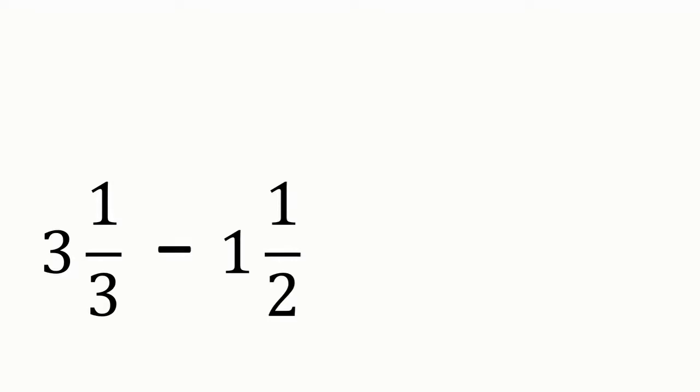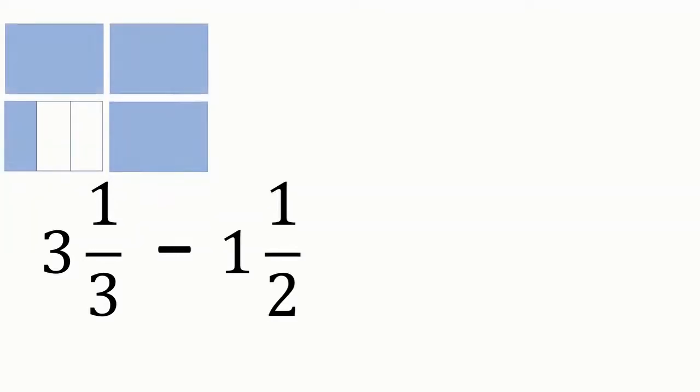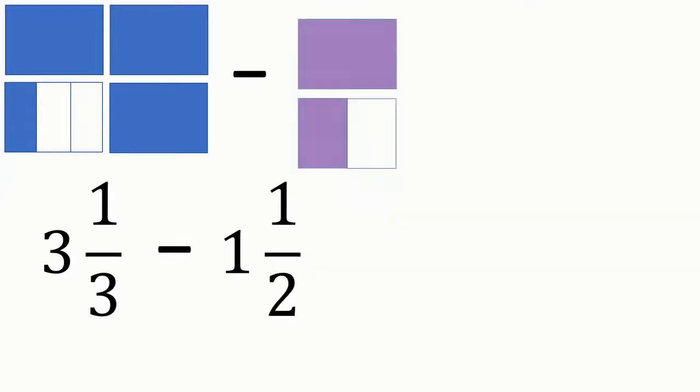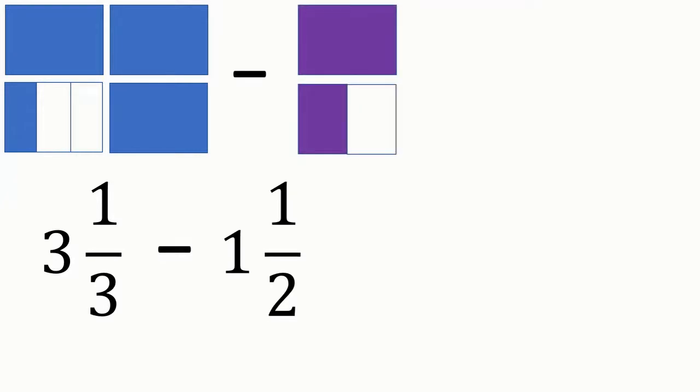So we want these two fractions to have the same denominator. But first, let's look at the figure of these fractions. Here's a 3 and 1/3 minus 1 and 1/2. So we want to remove 1 and 1/2 from 3 and 1/3. And so let's make it the same denominator. Let's make it 6 as the least common denominator. So times 2 for 1/3 and times 3 for 1/2.